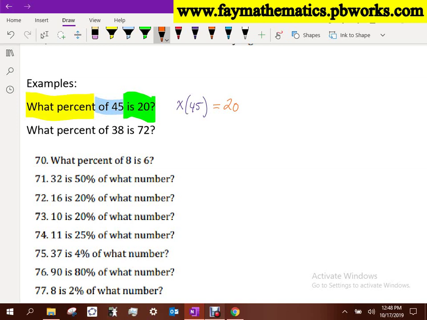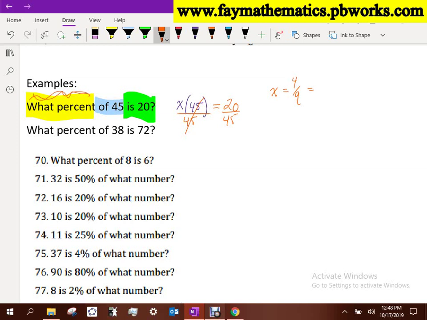How are x and 45 stuck together right now? So it's 45x, so it's multiplication, right? So if I divide both sides by 45, and divide both sides by 45 here, we get x to be 20 over 45, which reduces to 4/9.